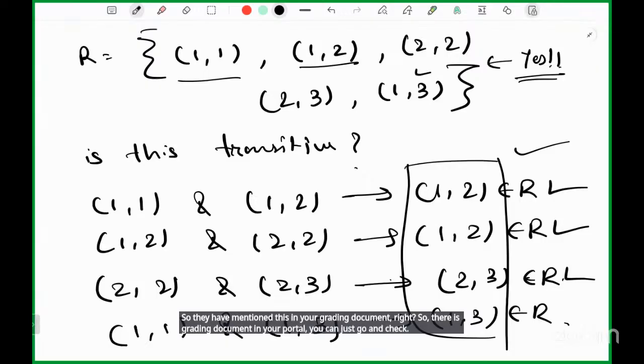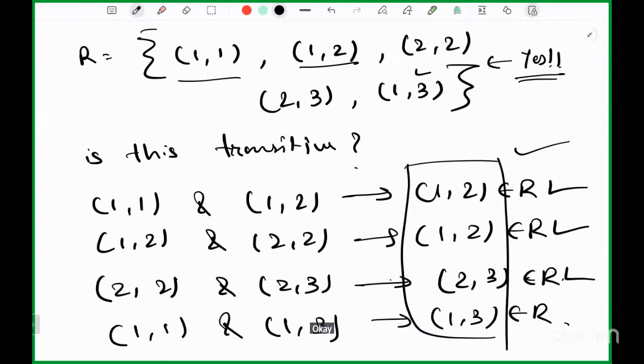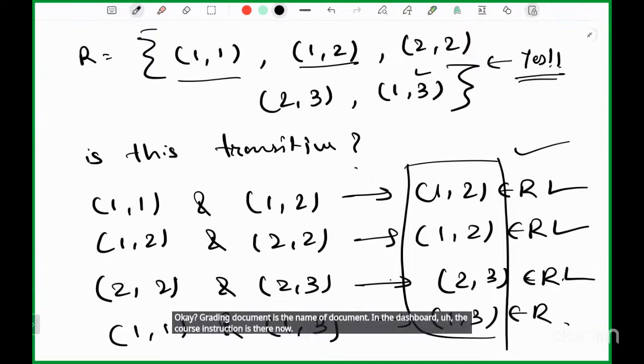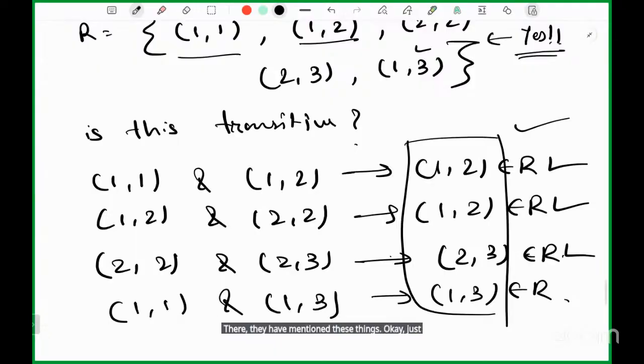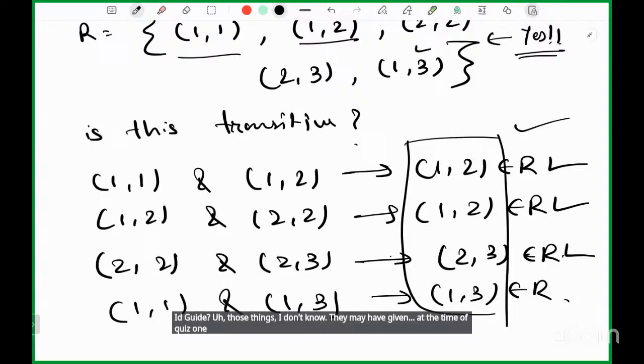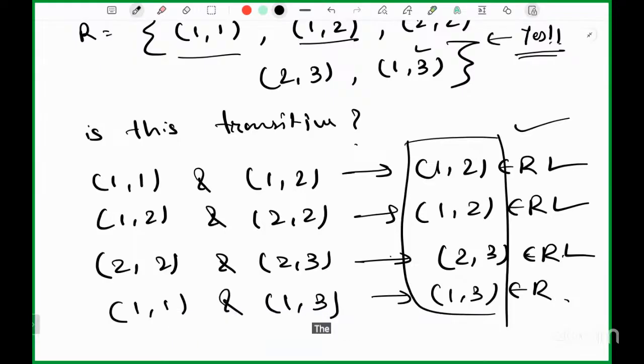They have explicitly mentioned the release dates of the weeks and all those things. In the dashboard, the course instruction is there, so you can check the grading policy there. Okay, I was also asking one thing, like our identity card, when is it given? ID card, yeah. I don't know. They may give it at the time of quiz one. Before quiz one, they will allot you the admit card and all those things.